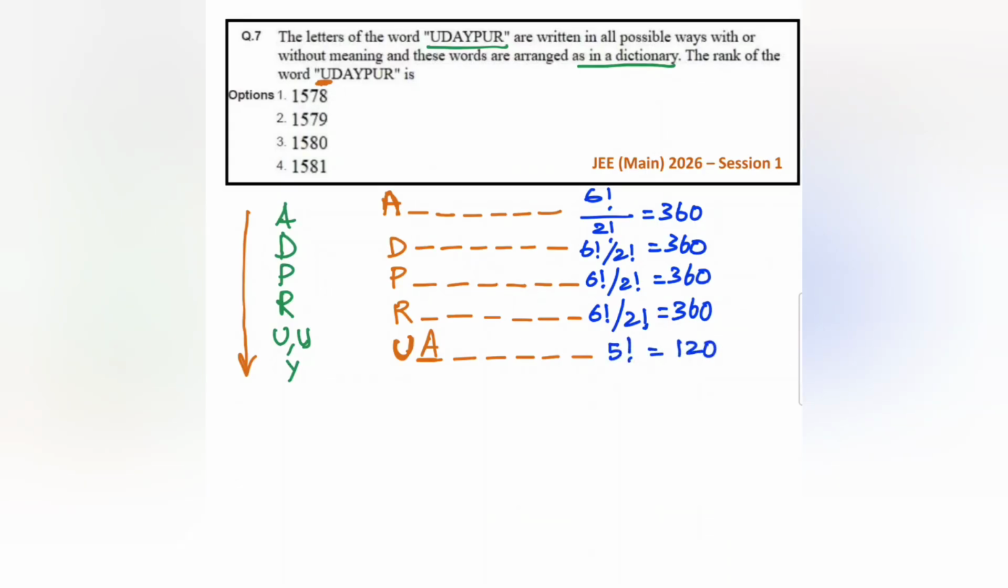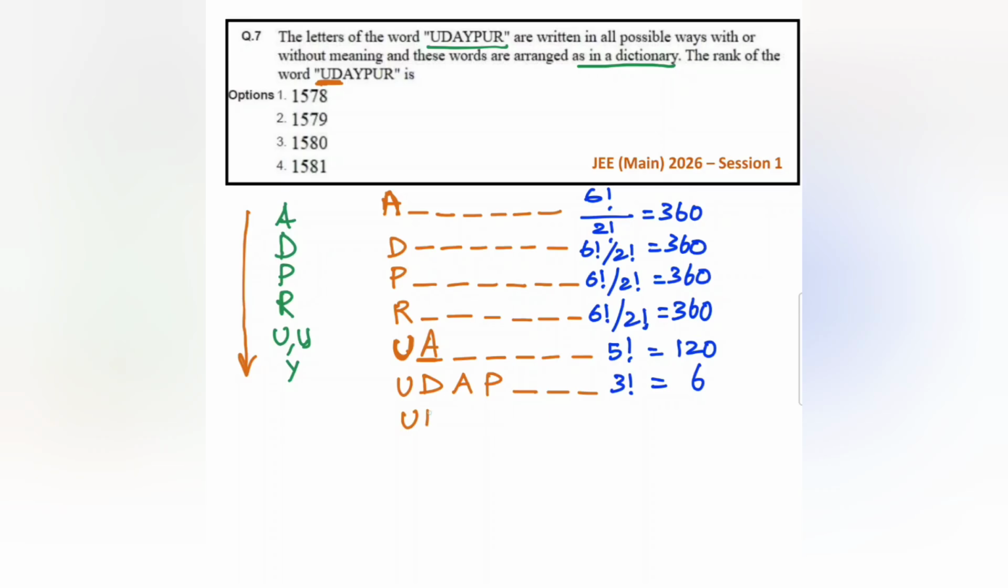After UA, after A it's UD. Please remember UD here and here also UD. So two letters are the same. We have to fix one more in alphabetical order, which means UDA. And it's very clear that the first three letters are the same. So we have to fix the fourth letter, which is P. So 1, 2, 3. This can be filled in 3 factorial ways, which is nothing but 6.